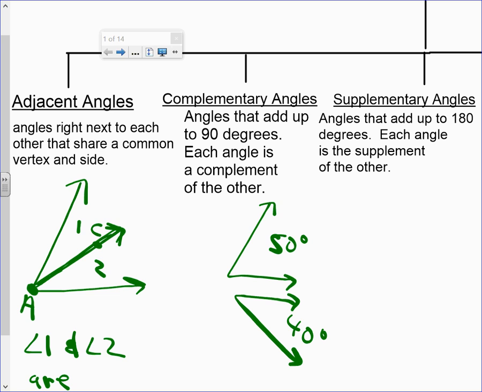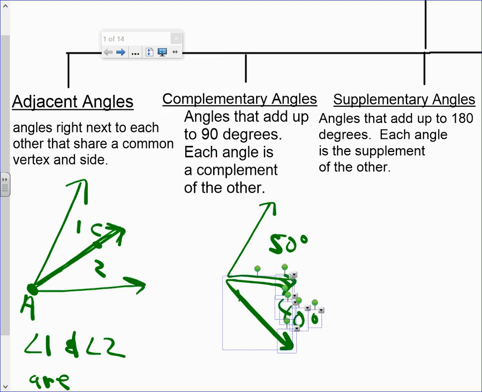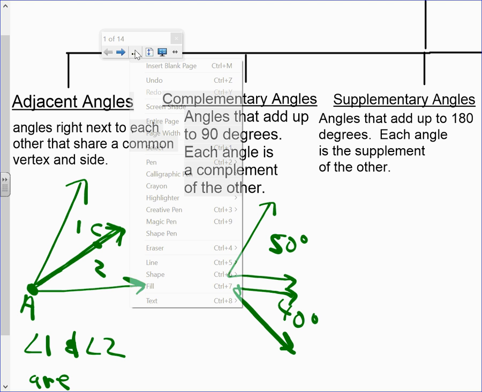So if I were to put the angles together, even though I have crappy artistic skills, they kind of form a right angle, sort of. That's a 90-degree angle. I just estimated, 50 and 40 added to be 90. Complementary. Supplementary is two angles added to be 180. Each one is a supplement of the other. I mean, it's straightforward. You've seen this before, I'm confident.